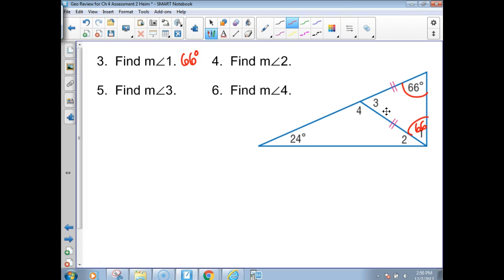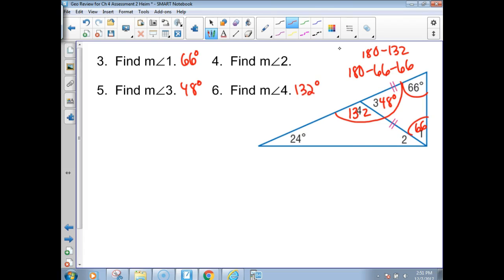You could find angle 3 by the fact that this is a triangle and the sum of the angles is 180. So I'd take 180 minus 66 minus 66. That's 180 minus 132. Should be 48, right? Yeah, 48 degrees. And then I'll put that here. And now I can find angle 4 because these are a linear pair, or you could add the remote interiors, 66 plus 66. Either way, 180 minus 48 is going to give you 132 for angle 4.